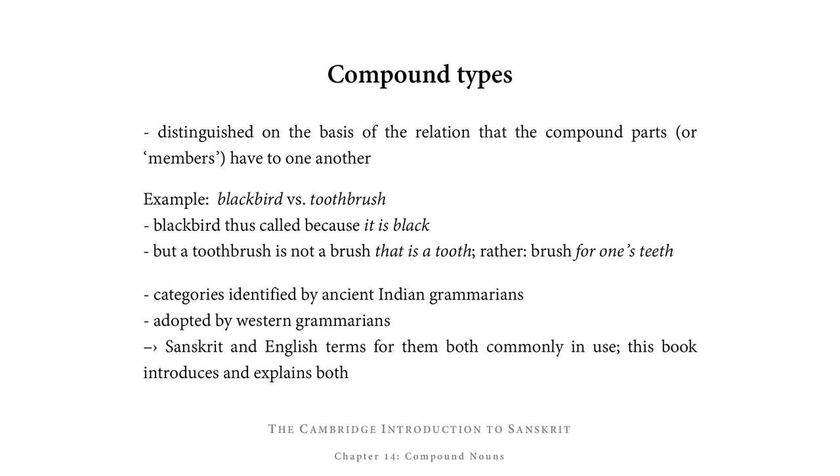These categories were identified by ancient Indian grammarians a very long time ago, and they were, for the most part, adopted by Western grammarians. And there are Sanskrit and English terms for each of these compound types, and both of these terms are commonly in use, and therefore both the Sanskrit and the English terminology will be introduced and explained in this book.